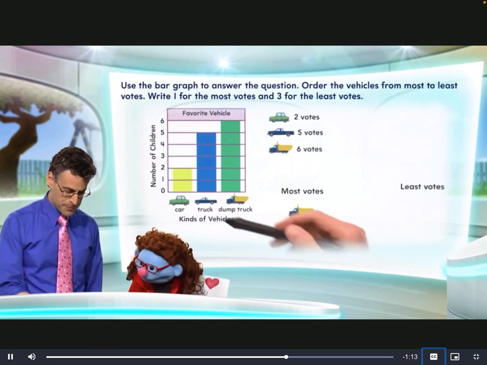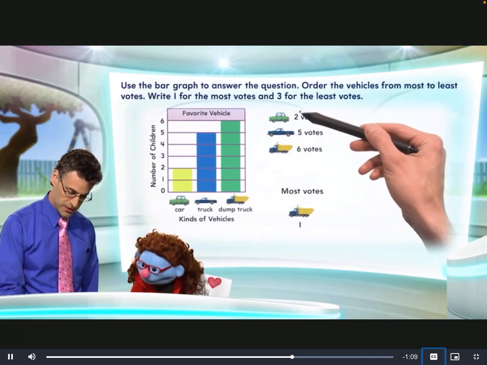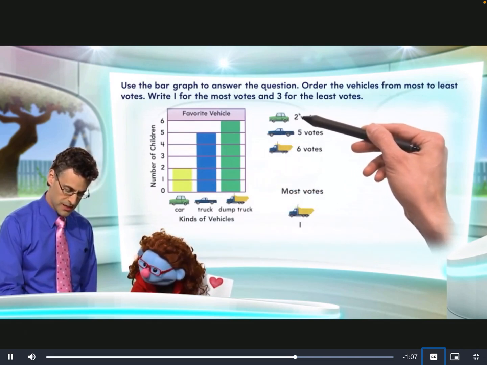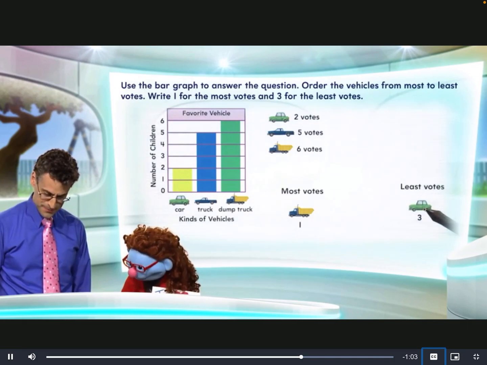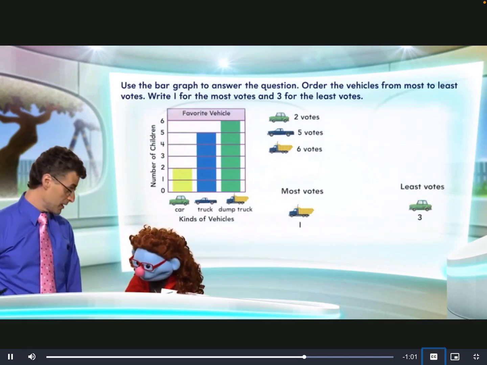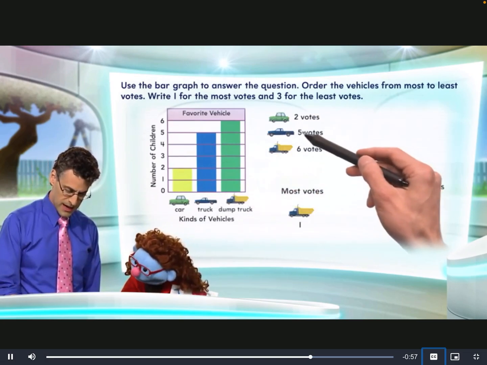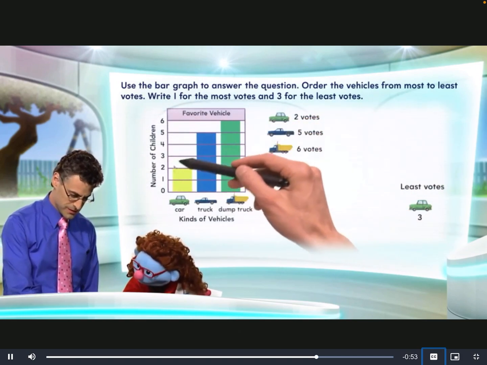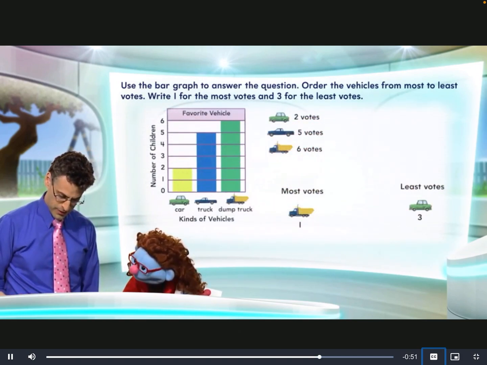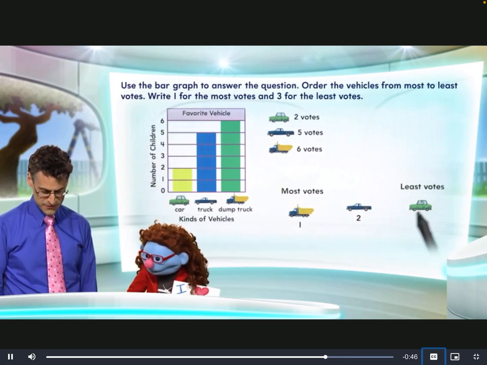Okay. And then the least popular is going to be the bar that's the shortest, which in this case, we can look at the numbers and see the number that's the smallest, which we see is represented by the cars. So we're going to actually write the 3 because they came in 3rd place. I see. And then what's in the middle? Well, the trucks got 5 votes, and you can see that bar is actually between these 2 bars in terms of the height.